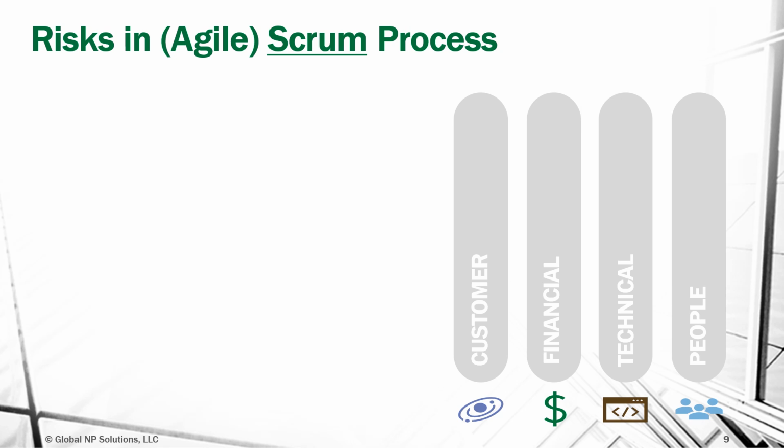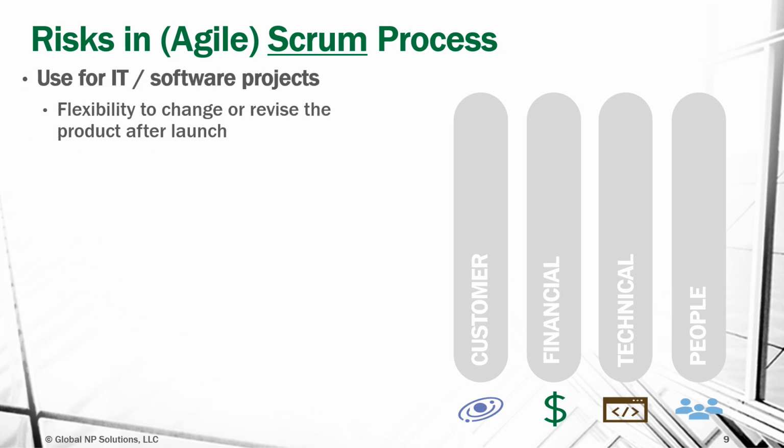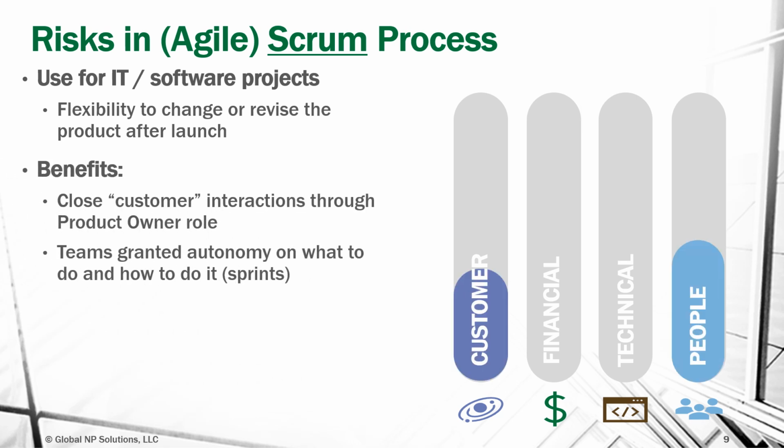Okay, so let's switch gears to Agile, all the way at the other end of the spectrum. And Scrum is perhaps the most commonly implemented methodology for Agile. It is used for IT and software projects and was developed particularly for them. The advantage is that you can continually change and revise the product even after launch. One of the drawbacks is that Agile and Scrum are not quite so appropriate to products that are constructed and don't have an opportunity for change.